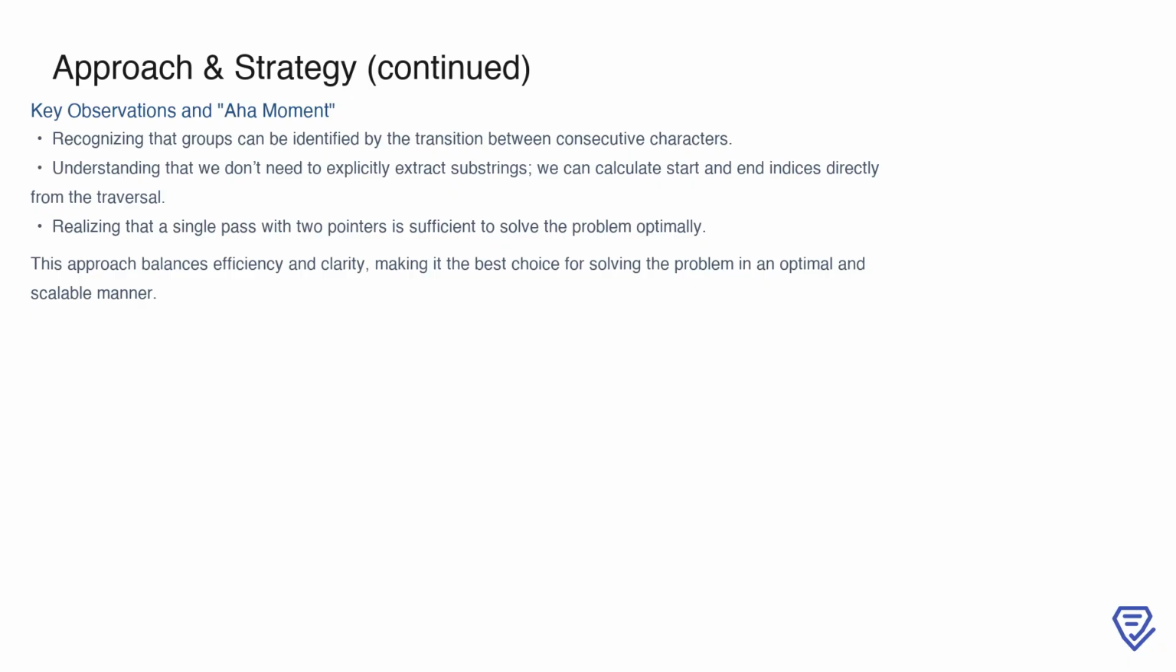The key insight that makes the optimized approach so effective is recognizing that groups of identical characters can be identified simply by transitions between consecutive characters. This eliminates the need to extract substrings explicitly, as the start and end indices of each group can be calculated directly during the traversal. The aha moment here lies in realizing that a single pass with two pointers is sufficient to solve the problem optimally. By avoiding unnecessary operations and focusing only on what truly matters, the boundaries of large groups, we achieve both clarity and efficiency. This approach strikes a perfect balance between being easy to reason about and scalable for large inputs, making it an excellent choice for this problem.